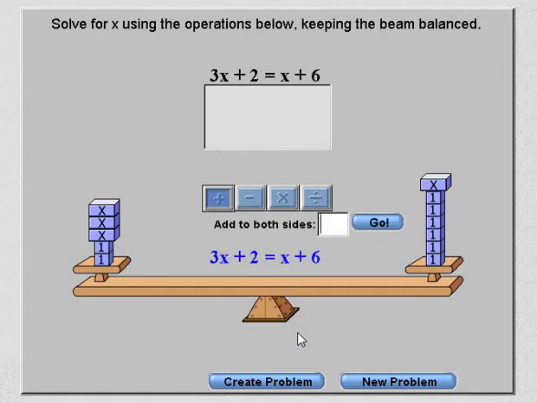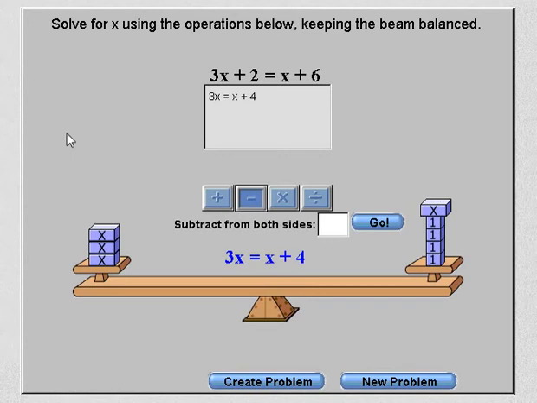Now my default setting is to add something to both sides, but I don't have to do that. I can subtract, I can multiply, or I can divide. In this case, I'm going to need to subtract, so I'm going to click on the subtraction button. What I first need to do is look at both sides of the equation and see what they have in common. When I look at them both, they both have 2 unit blocks on either side. So the first thing I'm going to do is subtract 2 unit blocks and click go.